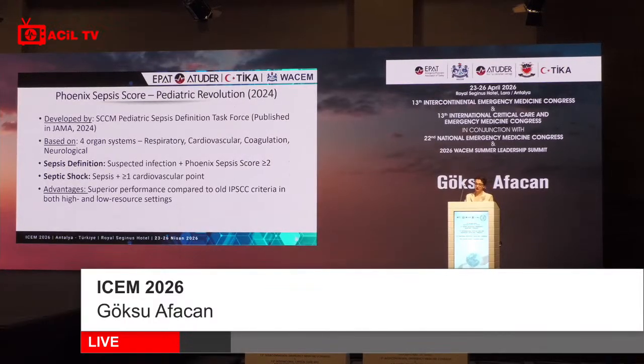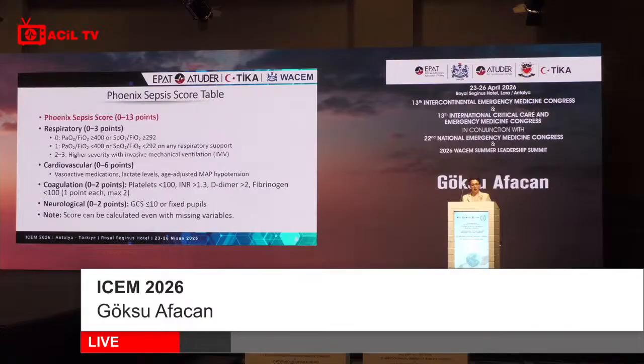Septic shock is defined as sepsis plus cardiovascular dysfunction. Why make it so special? Just because the research settings show significantly better performance than the old IPSCC criteria. Here is the Phoenix sepsis score in detail. It ranges from 0 to 13 points across the 4 organ domains.